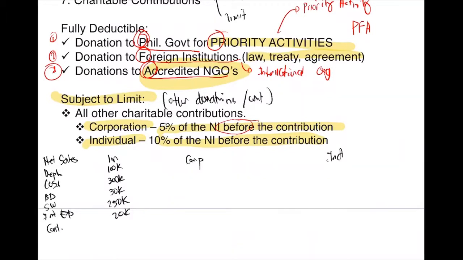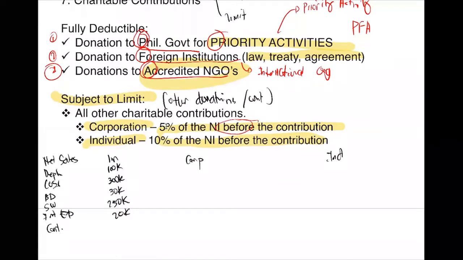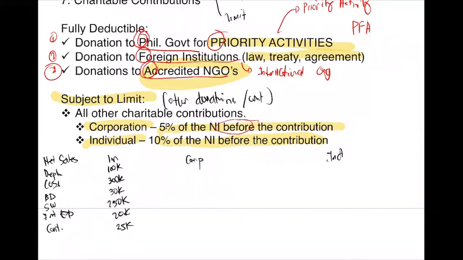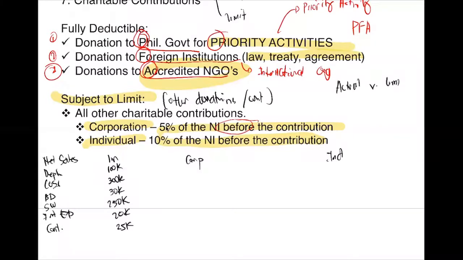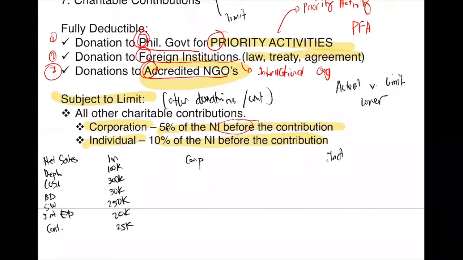Okay. So assuming you are a corporation and you are an individual, and you have charitable contributions amounting to, let's say, 25,000 pesos. Okay? Again, if there is a limit, just compare the actual versus the limit. Whichever is lower, then that is your amount of deduction.